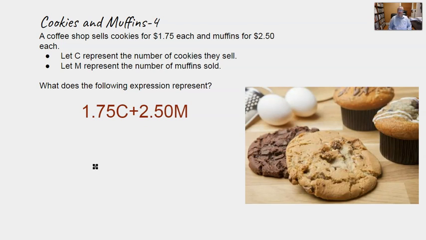There's only one more here. We're just putting the two expressions together. The first expression we just saw, this one, was how much the cookies were worth, the total cost of all the cookies they sold. This was the total cost of all the muffins they sold. So when we add these, we get the total cost all together. This is the amount of money that they made selling cookies and muffins together.